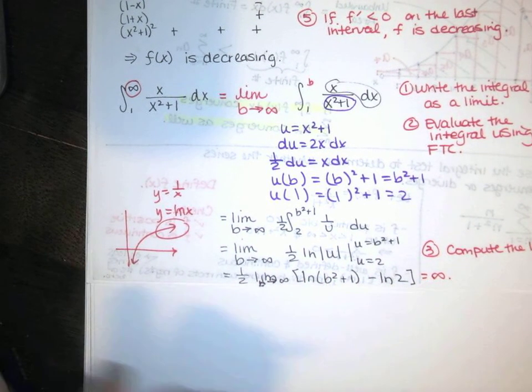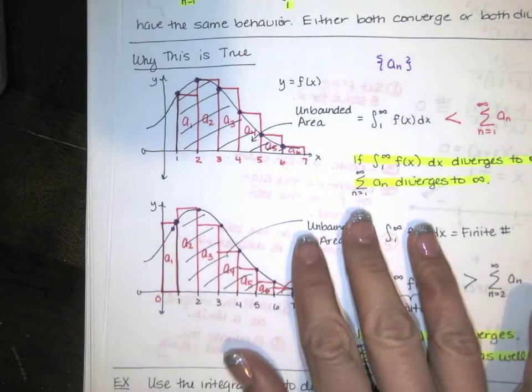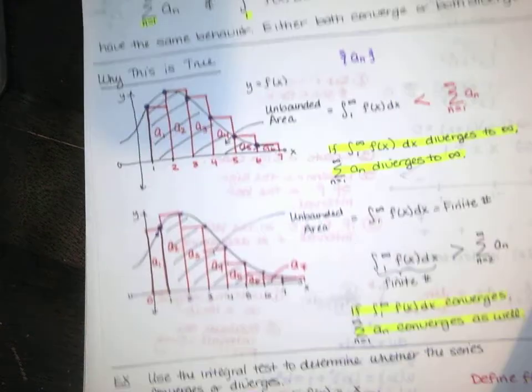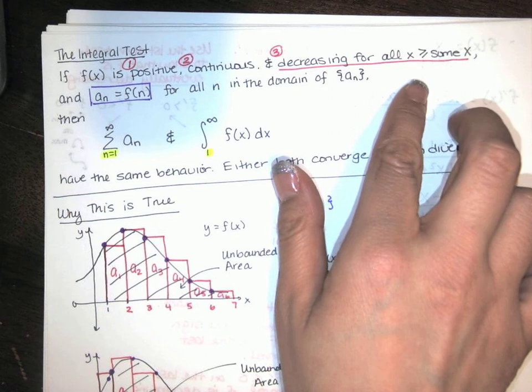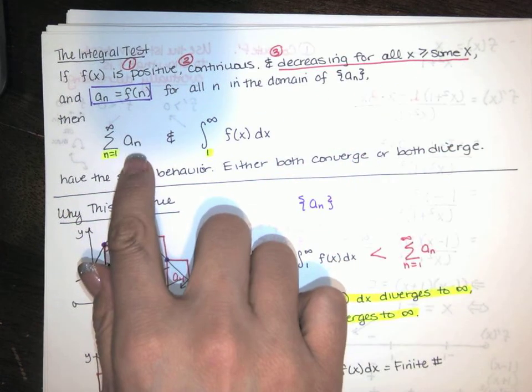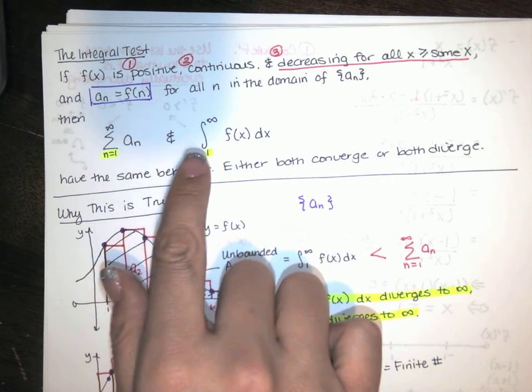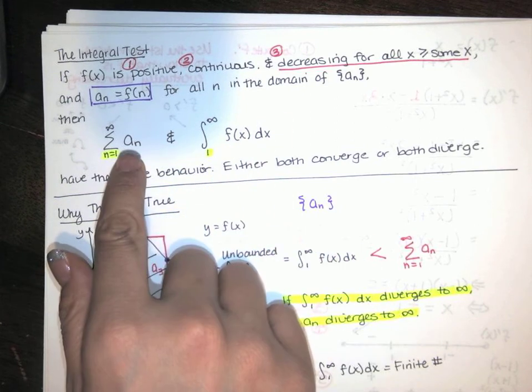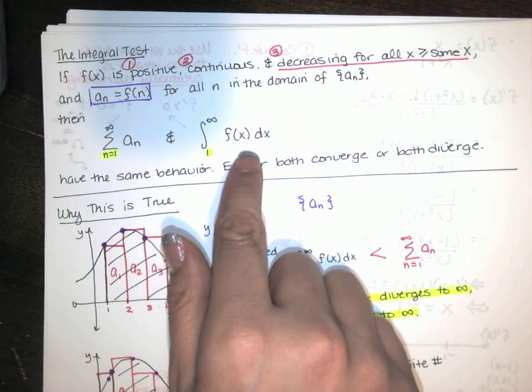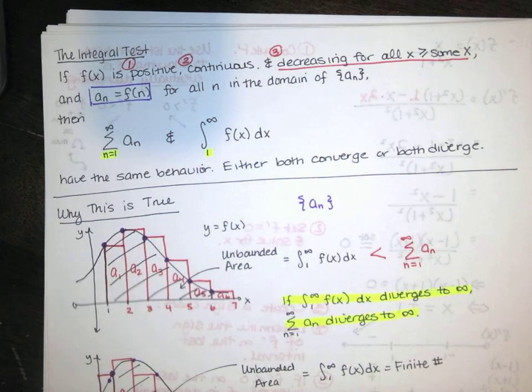Well, remember what the theorem said. Provided f is positive, continuous, and decreasing eventually, and a sub n and f of x are basically the same thing. I've just replaced the n's with x's. If this integral converges, the series converges. If this integral diverges, the series diverges.